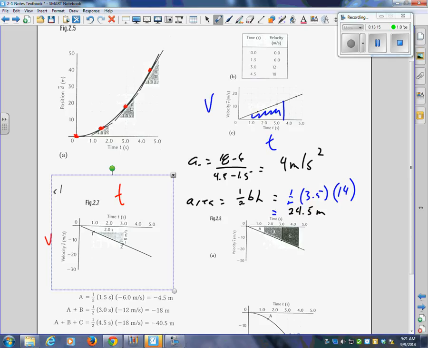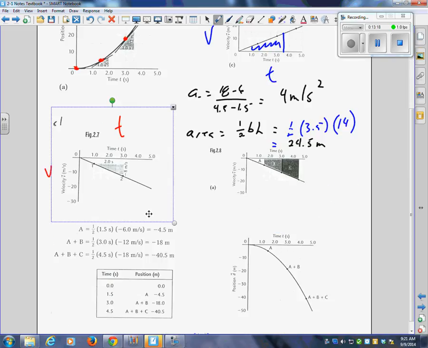Okay? So they get a slope here of -4. How come? -8 over 2, right?